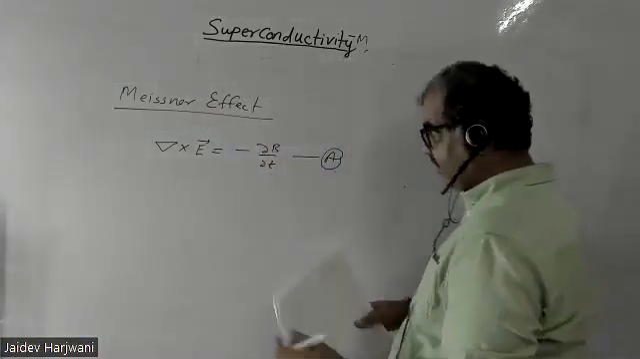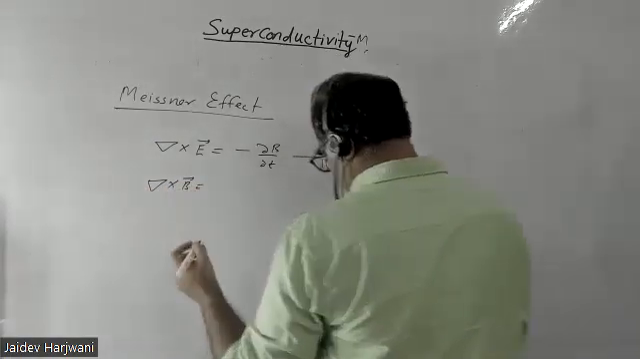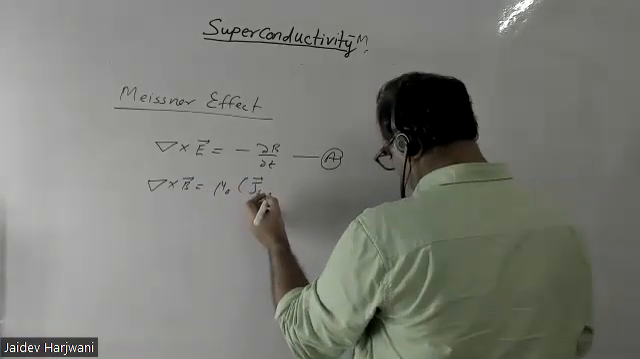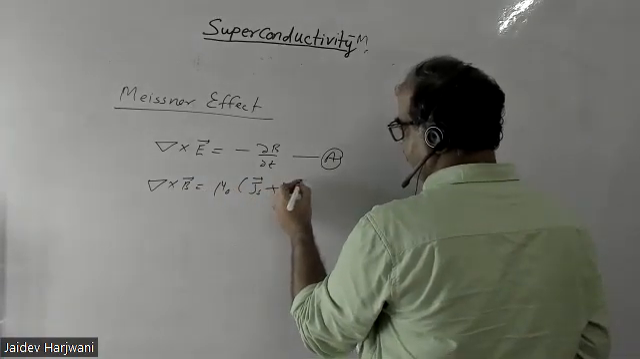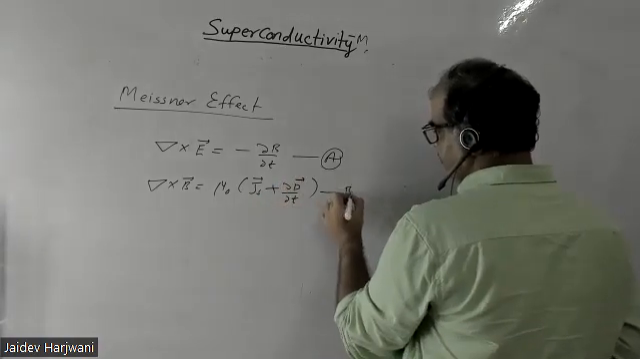And the fourth equation is your del cross B equals mu zero JS plus del D upon del T. Okay, this is the second equation.